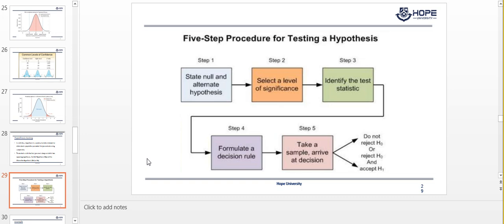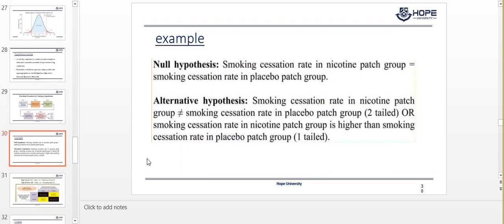Step number 1 is to state the null and alternative hypothesis. Step number 2, selecting the level of significance. Step number 3, identifying and testing our statistics. Step number 4, formulating our decision rule. Step number 5, taking a sample and arriving at our final decision, which is either do not reject our null hypothesis, or reject our null hypothesis, or accept our alternative hypothesis.